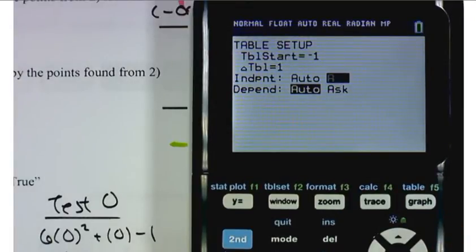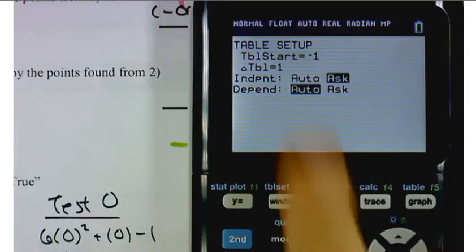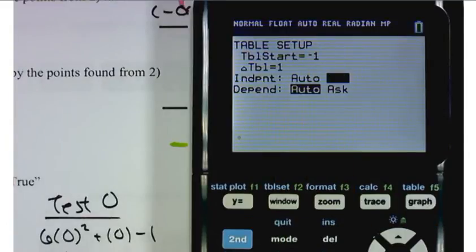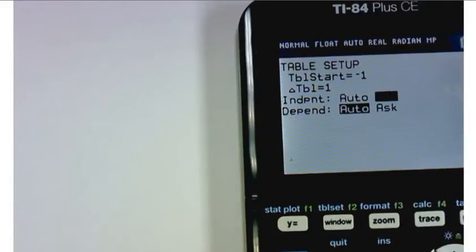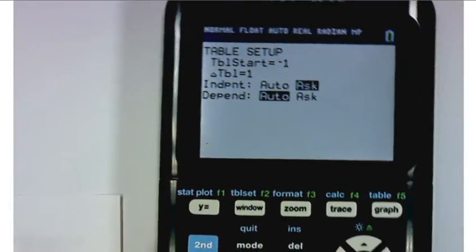So second key and then the window key, because above that you'll see Table Set. And set Independent to Ask. And leave it there for the rest of your life. Okay? No, don't change it. It's really convenient to have it that way. Now, if you're getting lost in something like this, then the instructions on how to do this are on the back of your handout. So you can take a look at that if you need a reminder at some point. But let's do a table now.